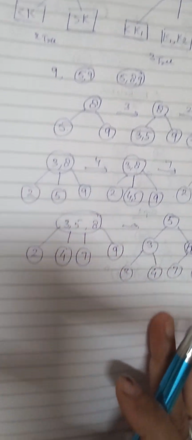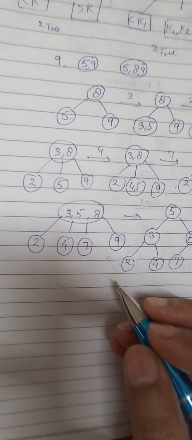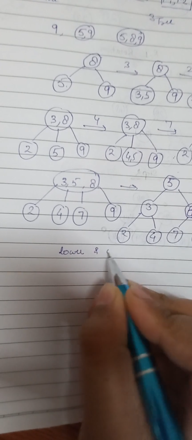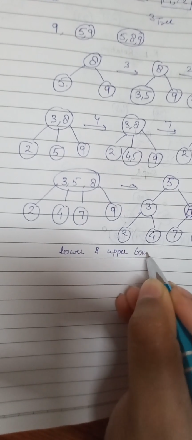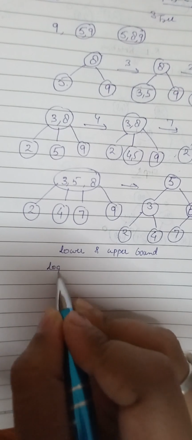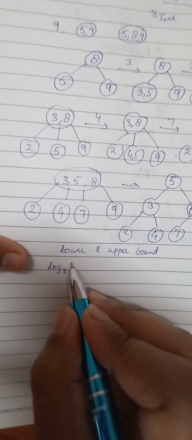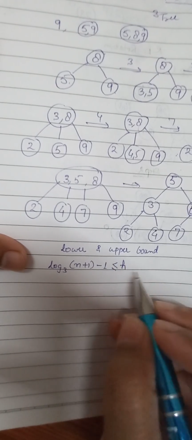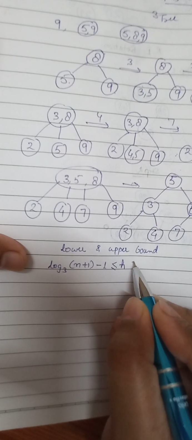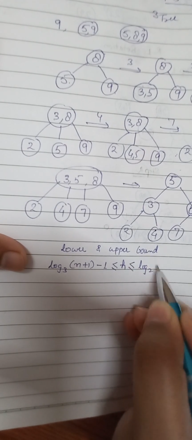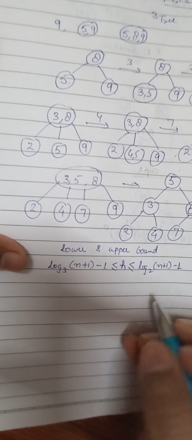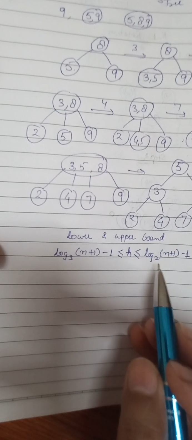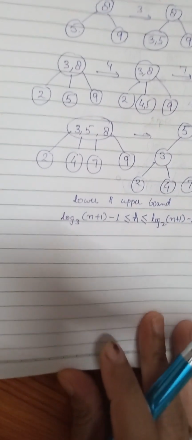This is the way. Now I am discussing one more thing, that is lower and upper bound. So what is this? It is log base 3 of (n plus 1), minus 1, less than or equal to the height of the tree, and the height of the tree is less than or equal to log base 2 of (n plus 1), minus 1 for a 2 tree. You see again carefully, if it is log base 3, then it is for a 3 tree. If it is log base 2, then it is for a 2 tree. So this is the lower and upper bound.